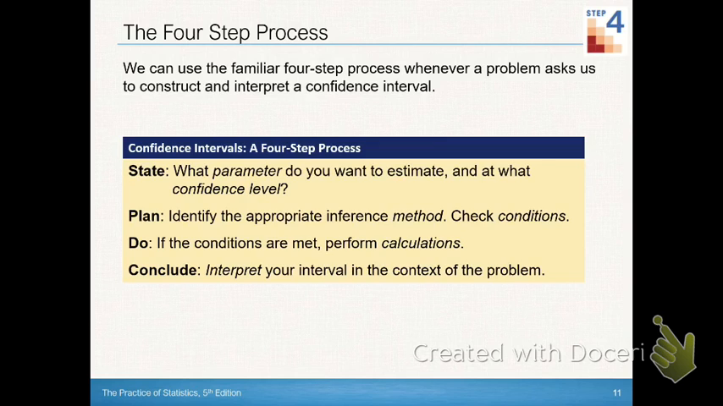Now you also learned how to use your calculator. So for the do step, it would also be acceptable to write one prop Z int and then also your calculator input with the names. So you're saying this was my number of successes, my number of trials, my confidence level. That would be interchangeable for using the formula in the do step.